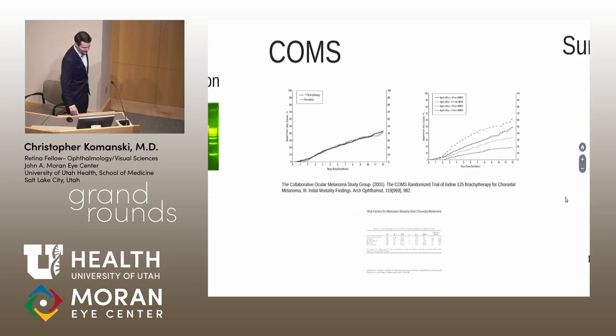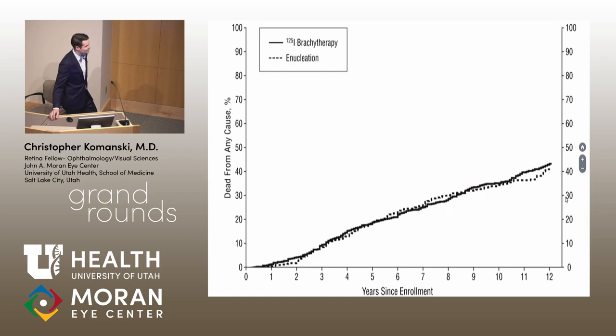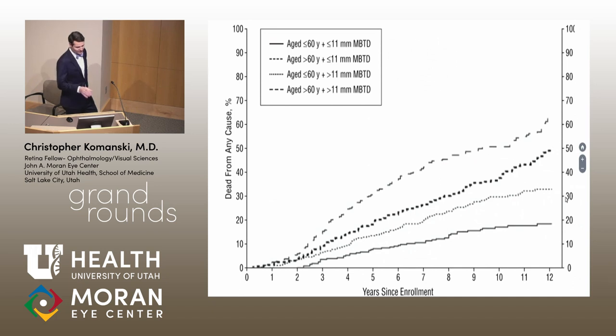And as we talked about, there's the COMS study, which showed that radioactive therapy was safe and effective. And this is the main result from that, which is death from any cause of the brachytherapy group versus the enucleation group in medium-sized tumors. And you can see through 12 years, there's no difference in survival. This is also true if you look at the results looking at only metastases-free survival. But there's also a lot of interesting data that was gained in the study.